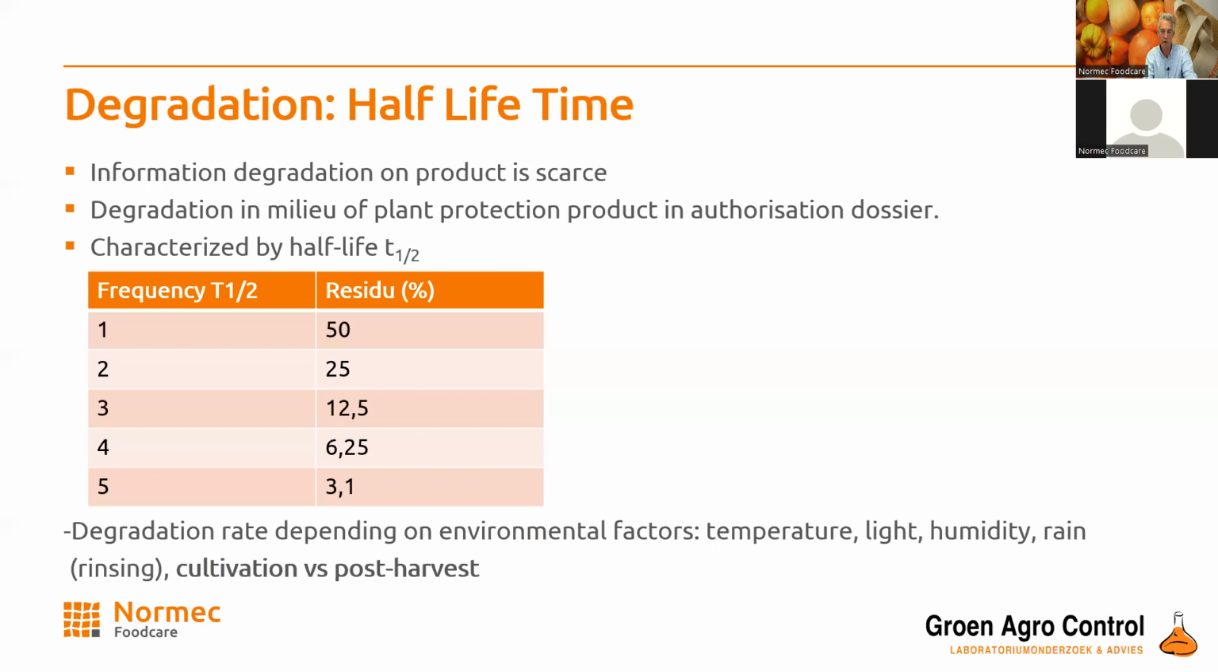Degradation rate, depending on environmental factors, is really important: the temperature, the light, humidity, the rain, but it can also be the rinsing. And it's really important, cultivation versus post-harvest, because during cultivation we have a normal half-life. In post-harvest, the half-life will be different. It takes more time, even if it can be decreasing. For example, in Holland we used DDT, but not for the last 50 years. But even now we analyze this pesticide, which is really toxic, because the half-life is so long that even now we find parts of this pesticide.